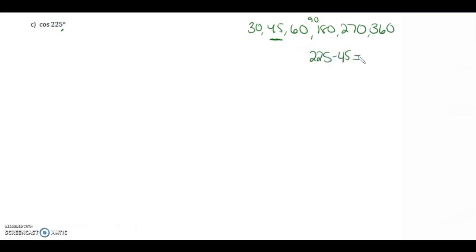If you think about it, I'm like, okay, well, what's 225 minus 45? What's actually left over? Does that give us a good number? Yeah, it's 180. So essentially, I'm going to say that this is equivalent to cos of 180 minus 45. No, plus 45. There we go.